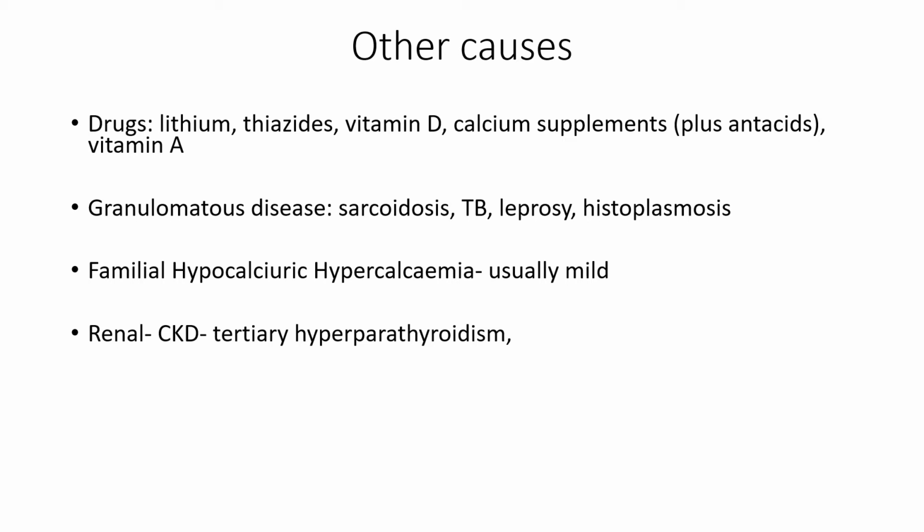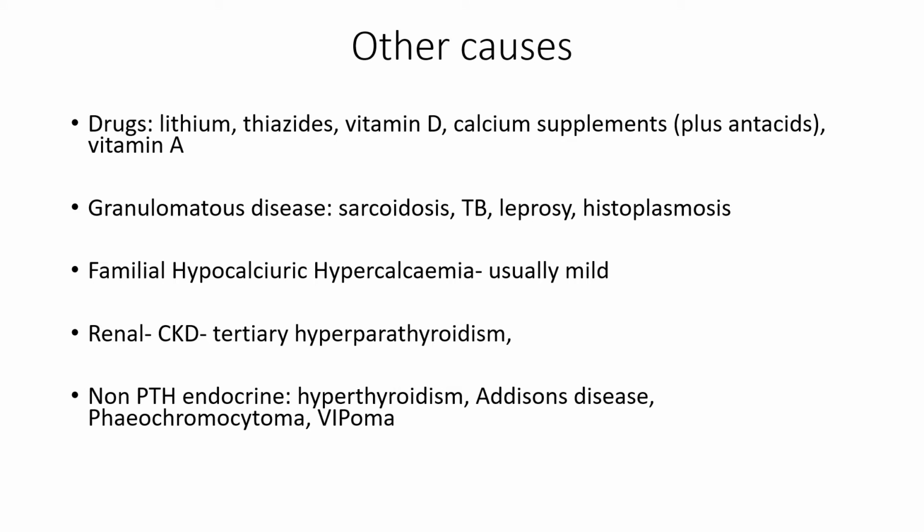We can look at renal causes, which should be apparent when the patient comes through the door. I'm looking at their initial blood tests, so if they've got chronic kidney disease, they can develop tertiary hyperparathyroidism. We can have other endocrine causes as well, so hyperthyroidism, Addison's, and very rarely pheochromocytomas and VIPomas. And as with the other causes on this slide, these tend to be less severe than your PTH or malignant causes, i.e. the calcium tends not to be above 3.4.